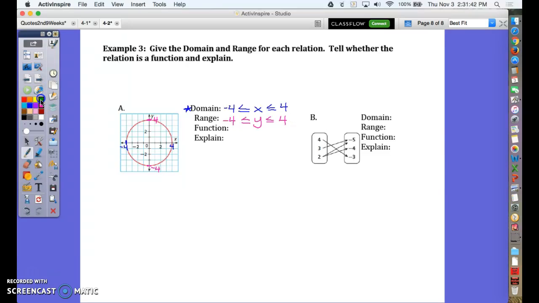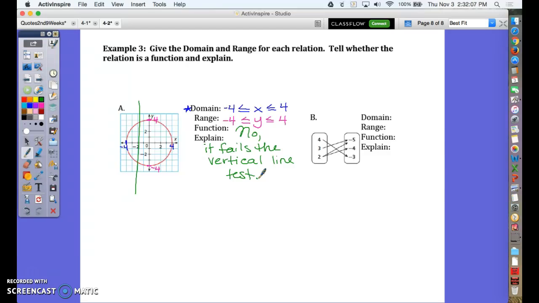Is this a function? When you draw a vertical line, does it ever cross more than once? Then it is not a function. So no, I would say it fails the vertical line test. The vertical line test is also really saying that each x is not paired to exactly one y.